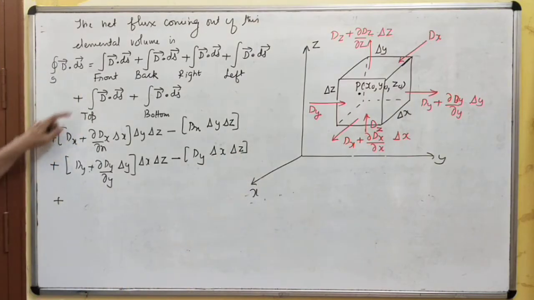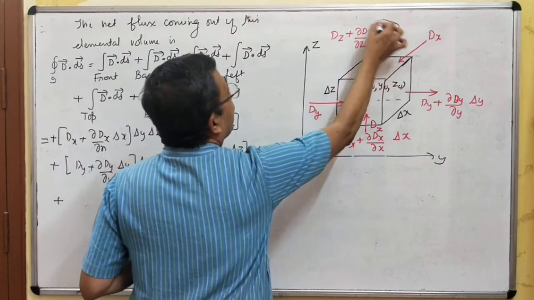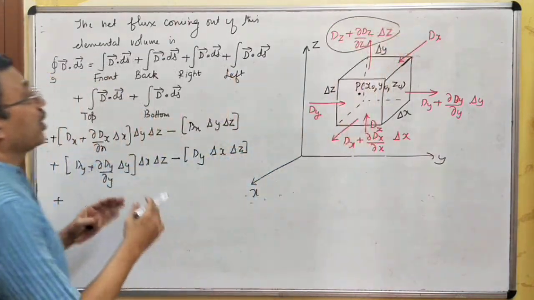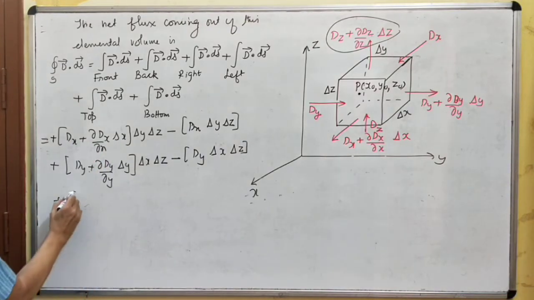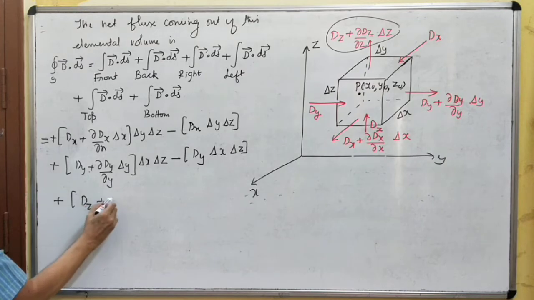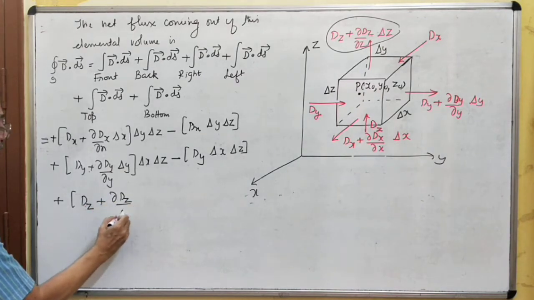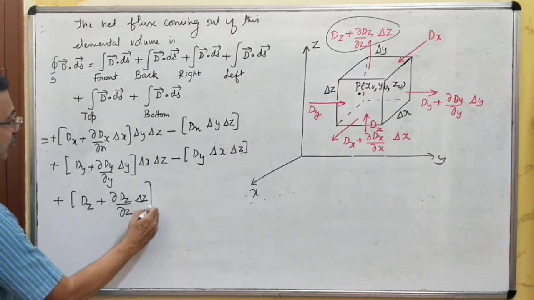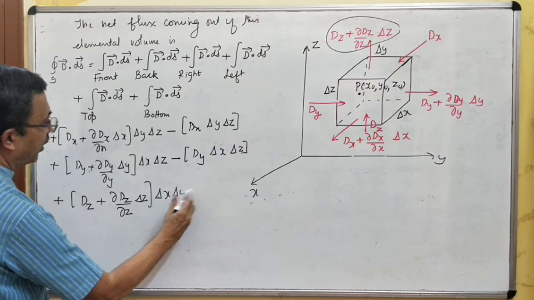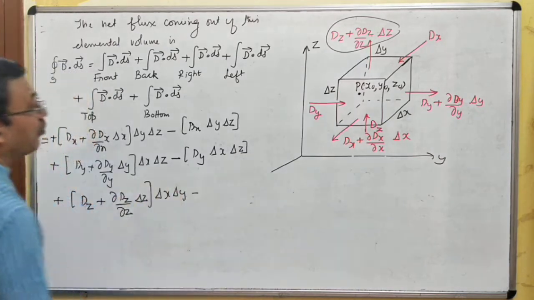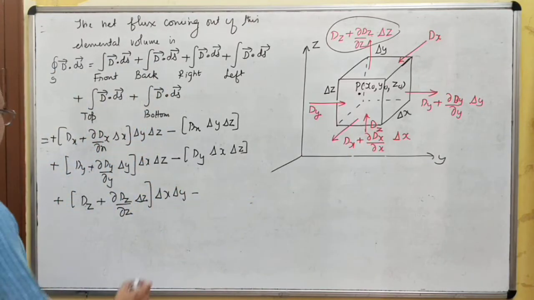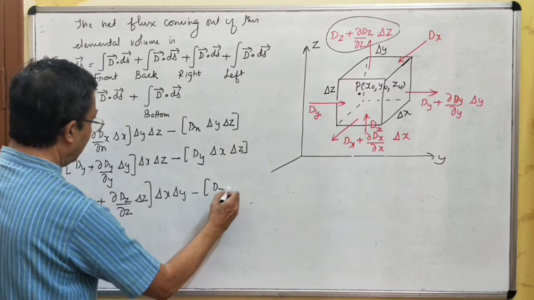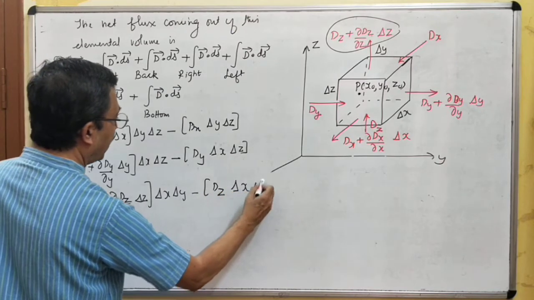Plus, I will go to the evaluation of the fifth integral. So consider the top face. To the top face, this is perpendicular. Multiply that component by the area of the top face, which is delta x into delta y. So it is plus dz plus dou dz by dou z into delta z multiplied by delta x delta y. Minus because dz is entering the volume through the bottom face. Minus dz into area, which is delta x delta y.